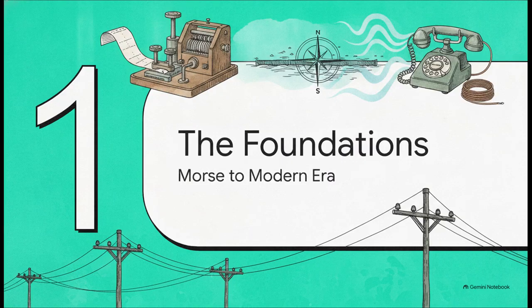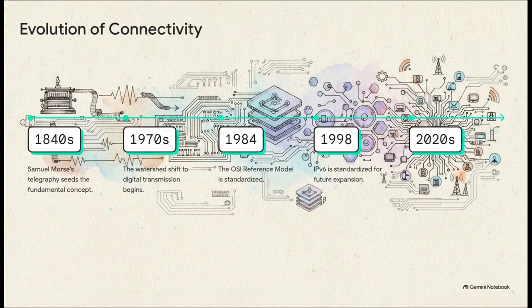Part 1. The foundations of connectivity, from Morse to the modern era. Because fundamentally, telecommunications is really just about moving raw signals across distances. Every generation we've seen wasn't just a simple speed upgrade, it was a fundamental architectural transformation.